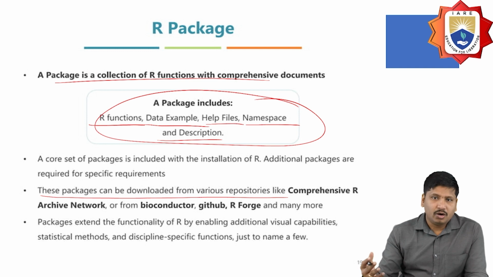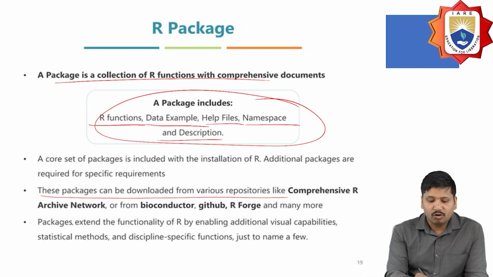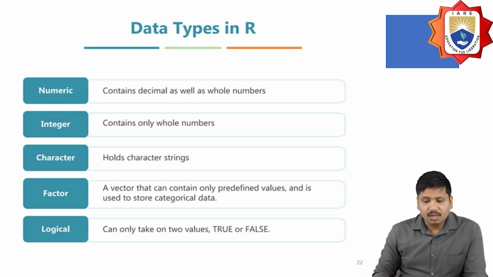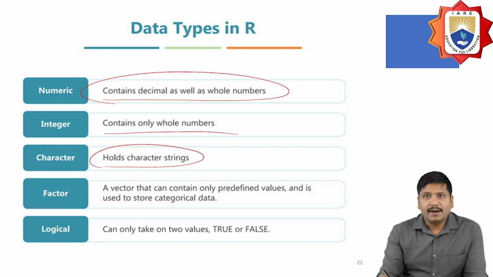While installing R itself, we get many packages installed. Suppose I want to include additional packages, then we have to go to repositories like the Comprehensive R Archive Network, Bioconductor, GitHub, and RForge. And some of the data types in R are numeric, integer, character, factor, and logical. Numeric can contain decimals as well as whole numbers, integer contains only whole numbers, and character holds character strings.